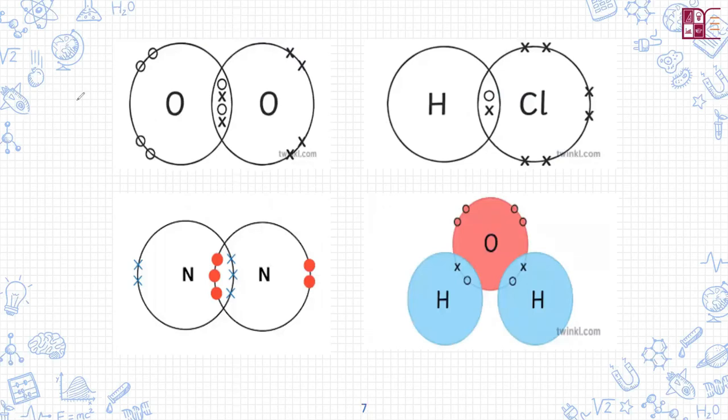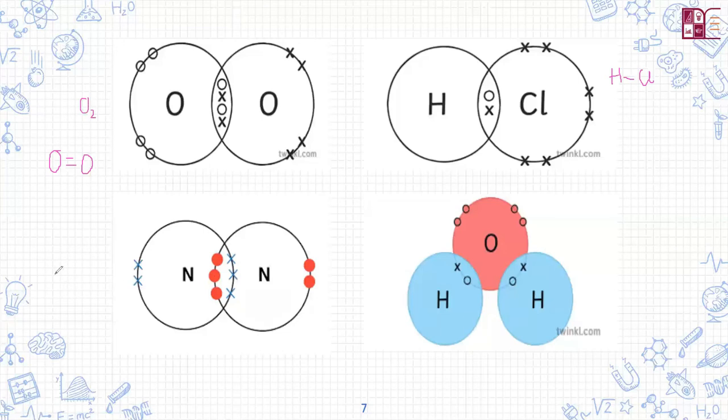So this one is an oxygen molecule, and oxygen is in group 6, so it needs 2 more electrons from the next oxygen atom. If it needs 2 more electrons, it's going to form a double bond and share 2 electrons with the next one. This is HCl. Hydrogen only needs 1 electron, and chlorine also needs only 1 electron, so it's going to form one single covalent bond in between.